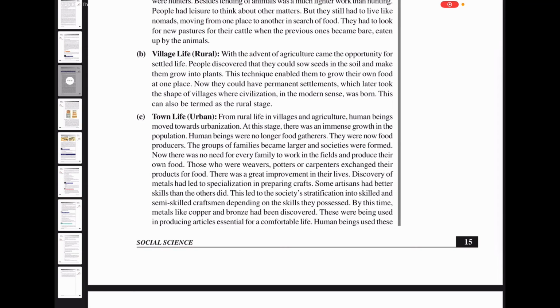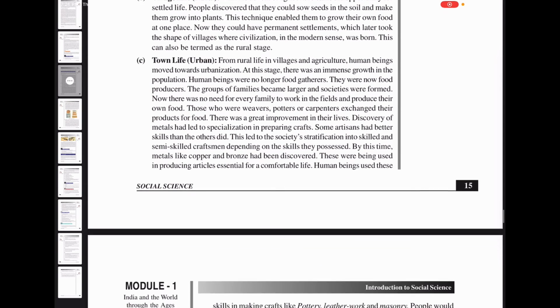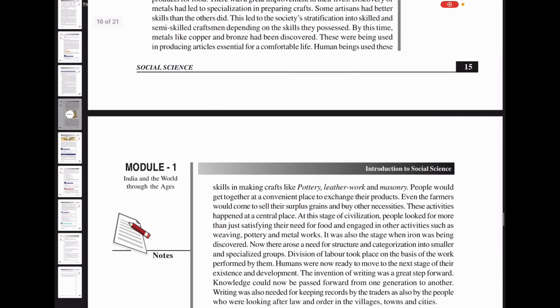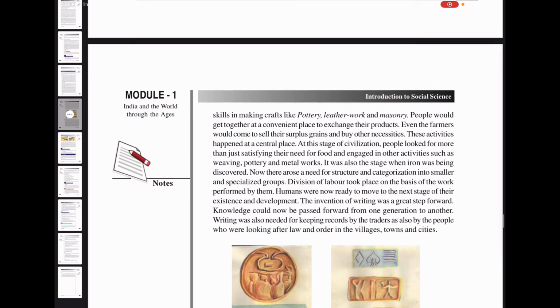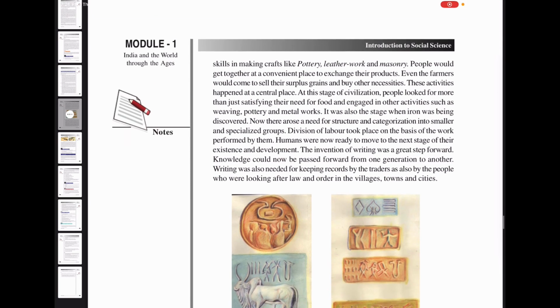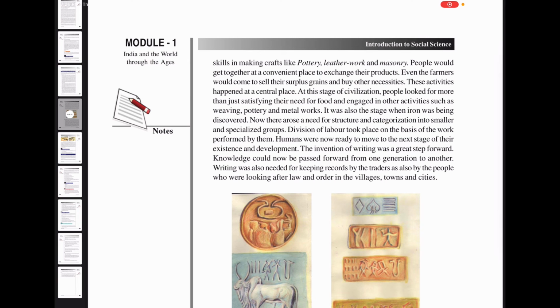By this time, metals like copper and bronze had been discovered. They were being used in producing articles essential for comfortable life. Human beings used these skills in making crafts like pottery, leatherwork, and masonry. People would get together at a convenient place to exchange their products. Even the farmers would come to sell their surplus grains and buy other necessities. These activities happened at a central place.